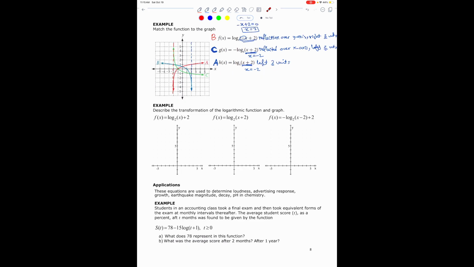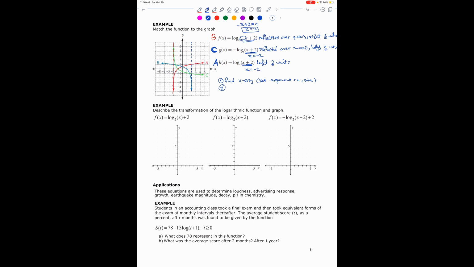Next, we're going to graph some logarithmic functions based on the transformations. Before we do that, I will need to establish the steps that we need to follow in order to successfully graph each of these functions. Step number 1 is to find the new vertical asymptote. How do we find that? We set the argument equal to 0 and solve. That is basically how we find the new asymptote.